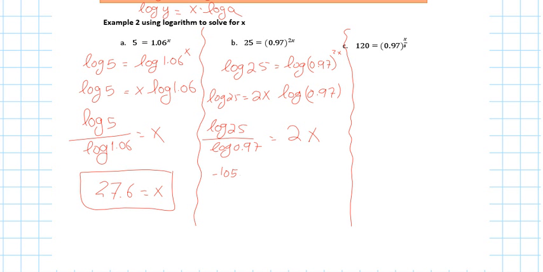Okay. Now, what would be my final answer here? What do I have to do? Divide by 2. Divide everything by 2, right? So that would give you negative 52.8, and that would be your final answer. You can double check your answer. You can put negative 52.8 in place of the x and check if that's correct. Okay? So here's what I want you to do. I want you to try the next question.